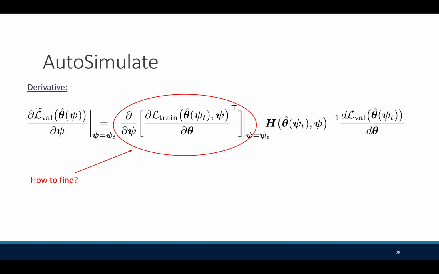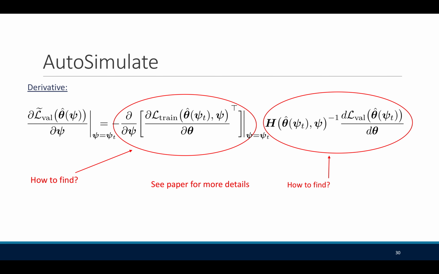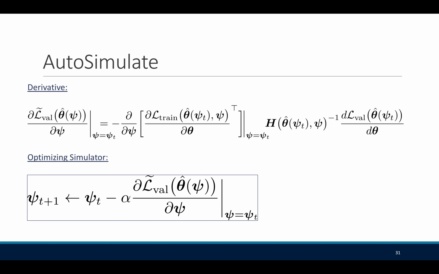But in the derivative term, how do we calculate the gradient of expectation? Also, how do we find the Hessian inverse times the gradient term? More details about these two terms are presented in the paper. Overall, the final derivative formula can be written as this, and the equation for optimizing the simulator can be written as this in the form of a single gradient update step. Overall, the optimization is done in an iterative manner, which requires solving approximate conjugate gradient descent at each step.